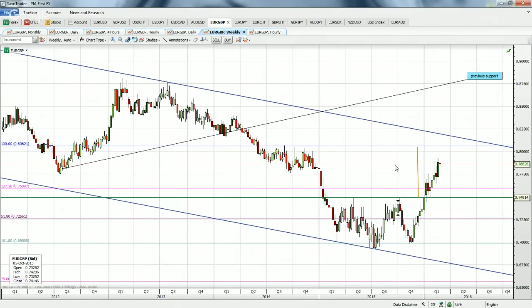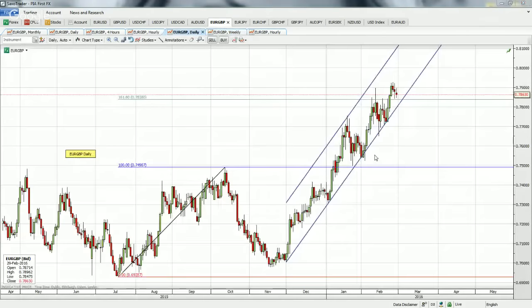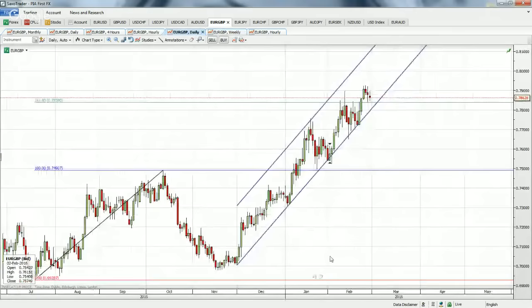Yeah, 80.49, which is this previous area of resistance. So the weekly chart highlights no particular reason to change for a change of trend. However, go to the daily. Okay, we are looking a little bit overstretched.